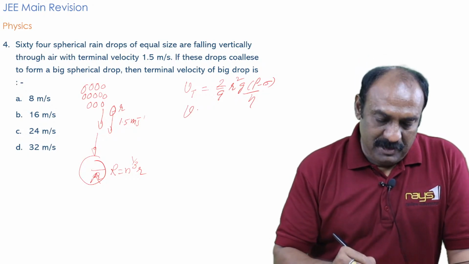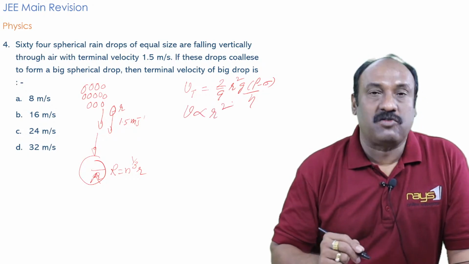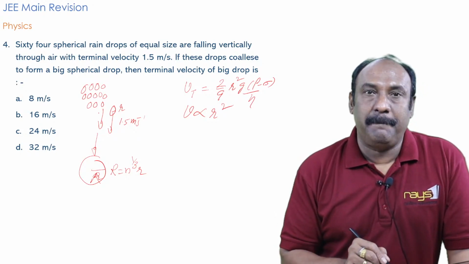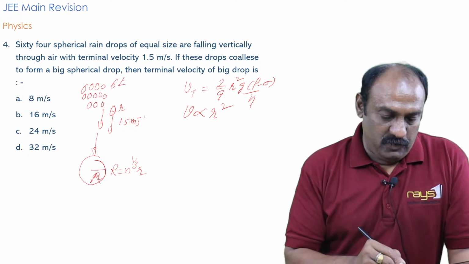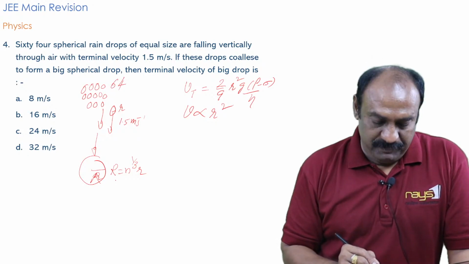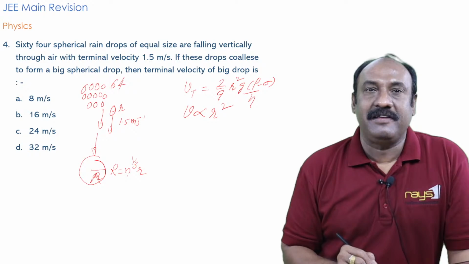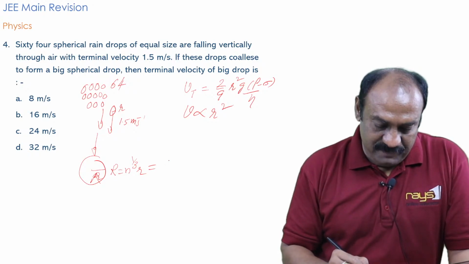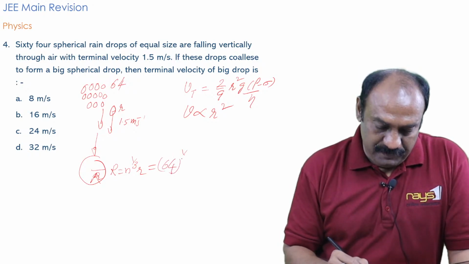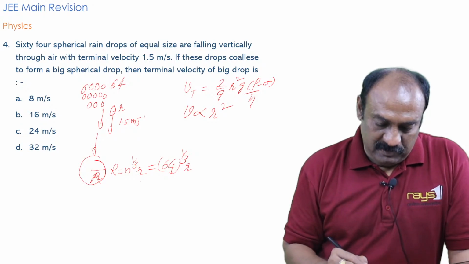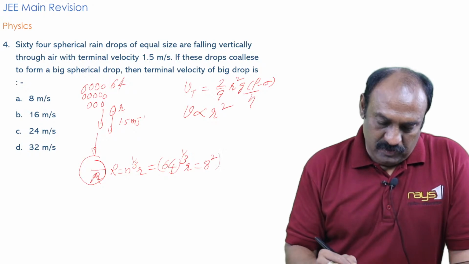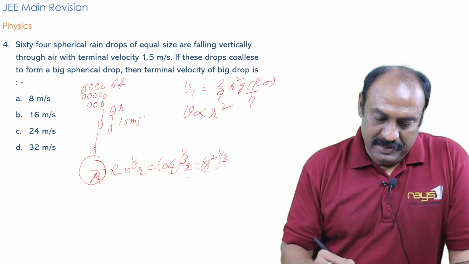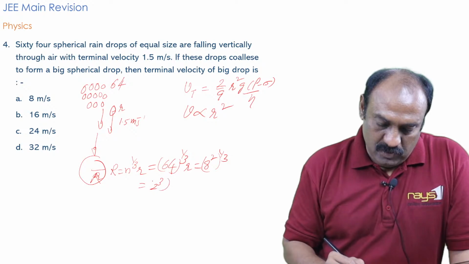Here the terminal velocity is directly proportional to r square. For a single droplet, the terminal velocity is 1.5 meter per second. If these 64 droplets coalesce to form a single drop, what will be its terminal velocity? What is the radius here? 64 whole to the power 1 by 3 into r. 64 can be written as 8 square, whole to the power 1 by 3. 8 again is written as 2 cubed, whole to the power 2 by 3, that equals 4.